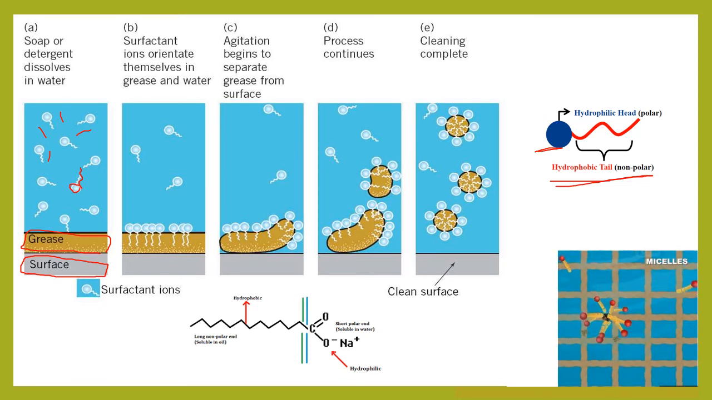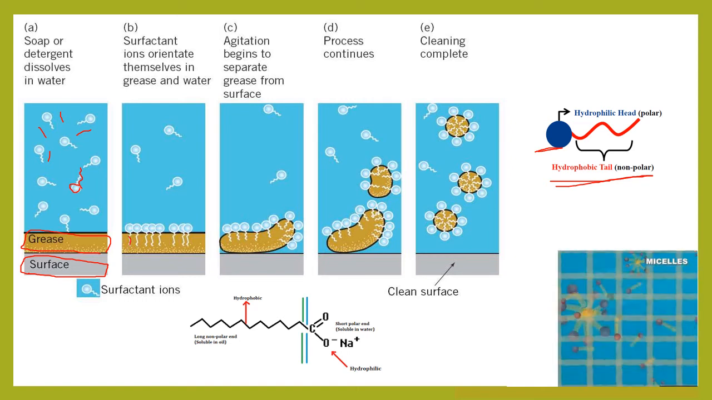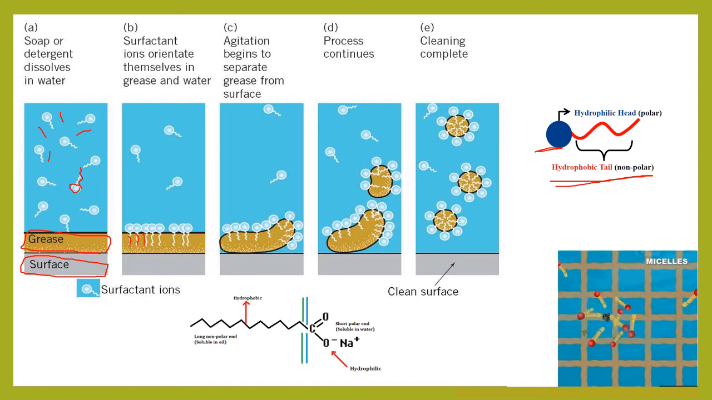Okay, so now what do you see? Surfactant ions orient themselves in grease and water. This tail is attracted towards the grease, as you can see. And now aggregation begins to separate grease from the surface. What will happen? All these particles will start taking the grease off from the cloth surface.